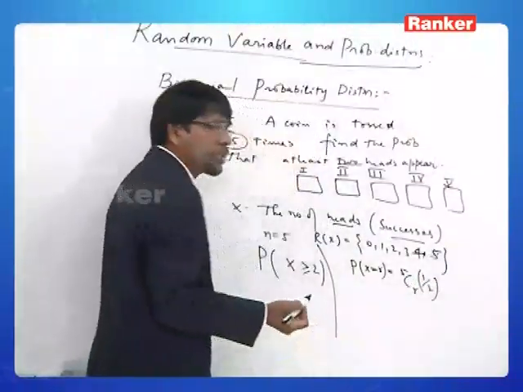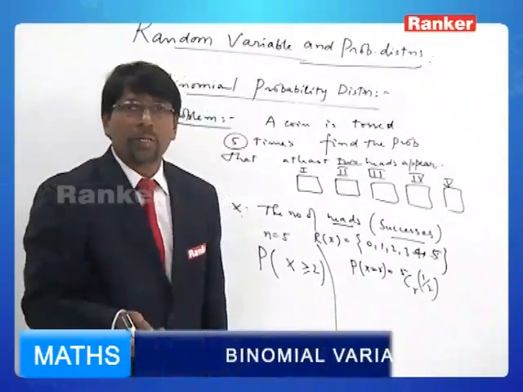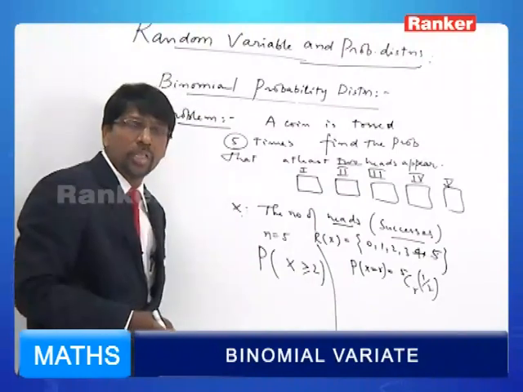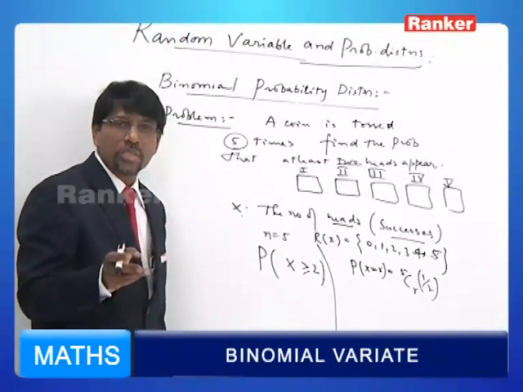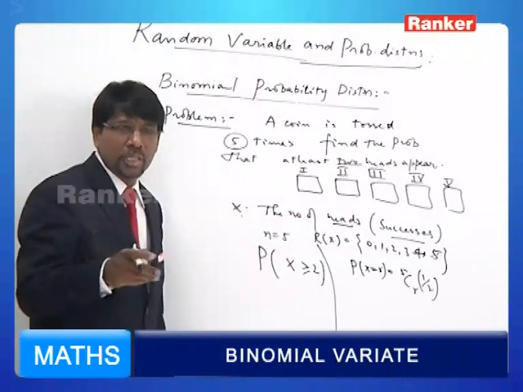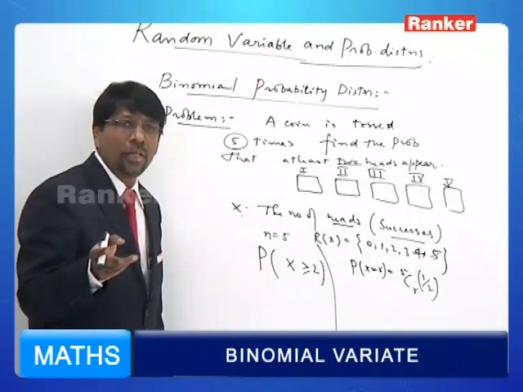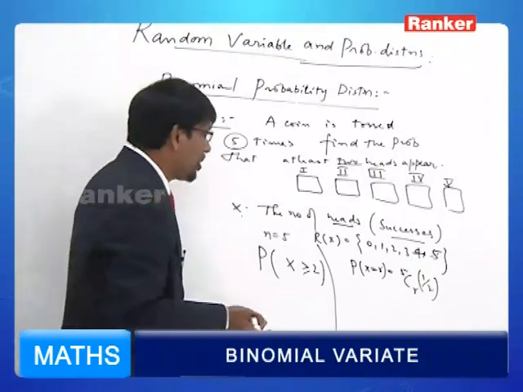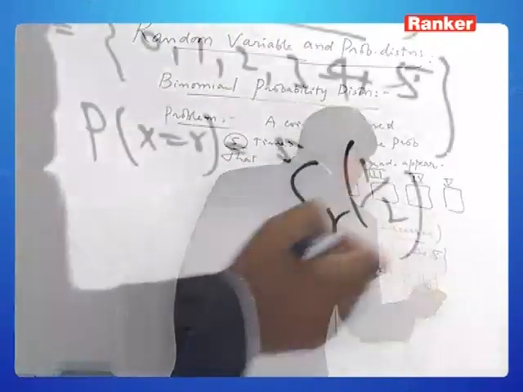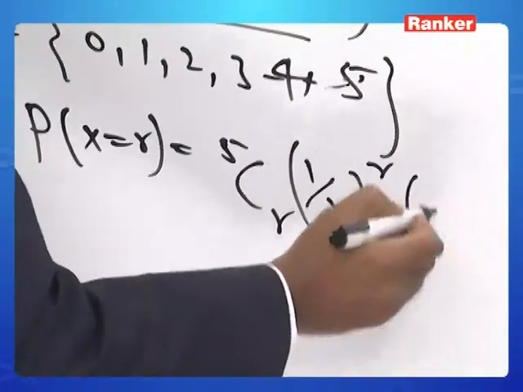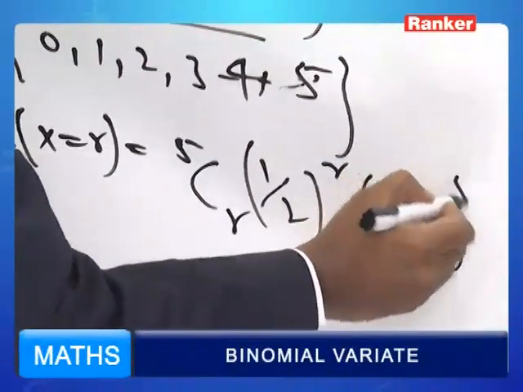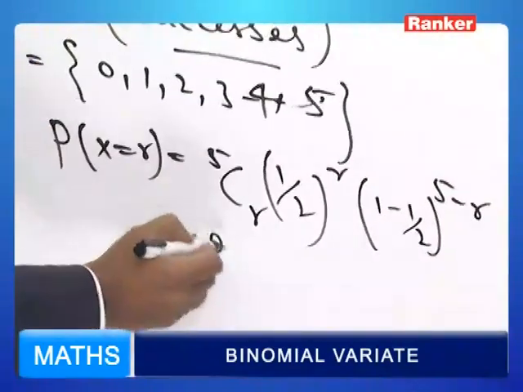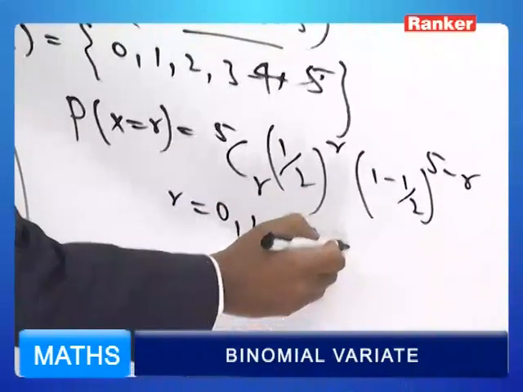What is the probability of success? Assuming that the coin is an unbiased coin, nothing mentioned, we should take it to be an unbiased coin. Getting a head is a success, we said. So the probability of getting a head in a particular trial is half. So (1/2) power r into (1 minus 1/2) power 5 minus r, that is 5Cr, for each r ranging from 0, 1, 2, 3, 4, 5.